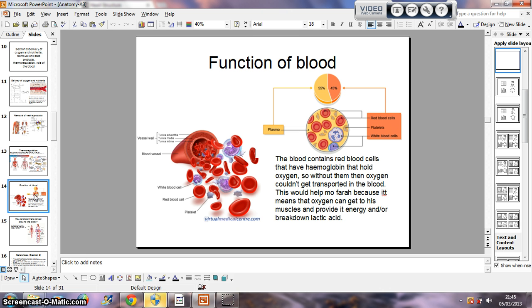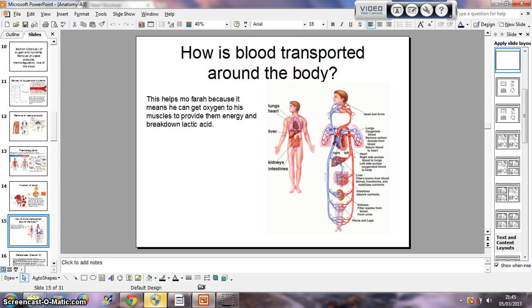And yeah, this function of blood helps Mo Farah because obviously the red blood cells carry oxygen to his muscles, and he needs the oxygen to break down lactic acid to provide his muscles with energy. Okay, moving on.